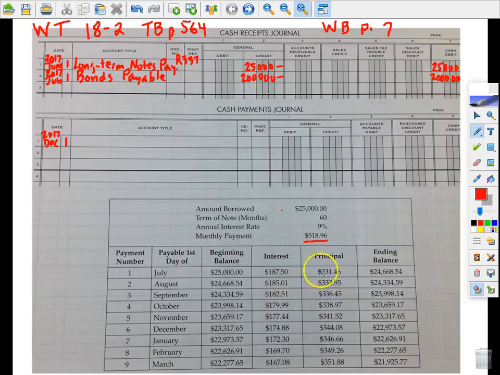Well, in this first payment, only $331.46 of that payment actually reduced the principal. $187.50 of that payment just paid the interest. So over time, each of our payments should pay a little bit more off of the principal. Principal means the original amount that's been borrowed, the $25,000.